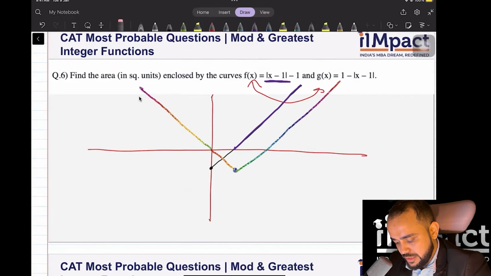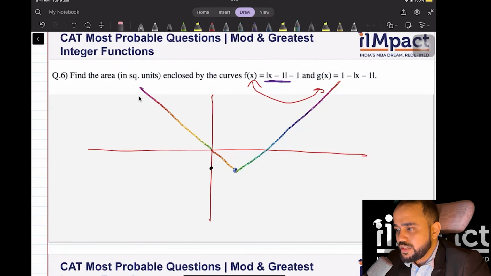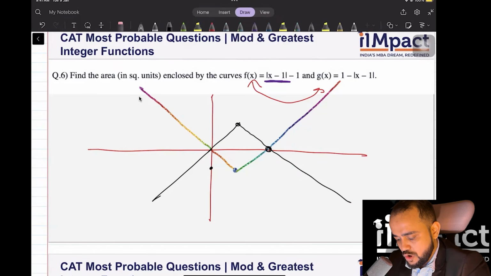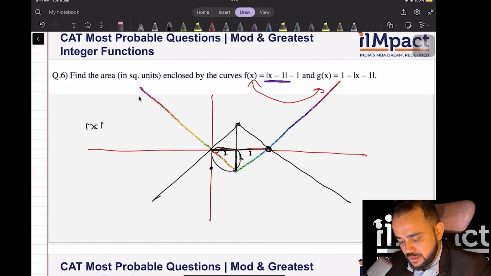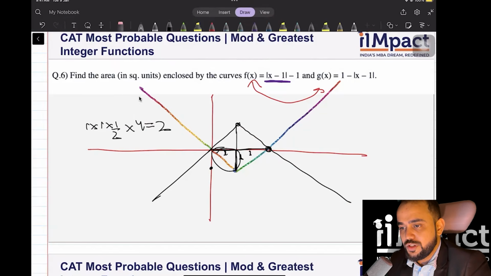If I remove everything else, now g(x) is going to be what? It's going to be the invert of it. So it's going to look something like this. I only have to find the area of this shape. Now I know that this height is 1, which means this is 1, this is 1, all 45 degrees. So the area of one triangle will be what? 1 into 1 into 1 by 2. And there are 4 such triangles. So the area will turn out to be 2 units. So your answer for question number 6 will be 2.